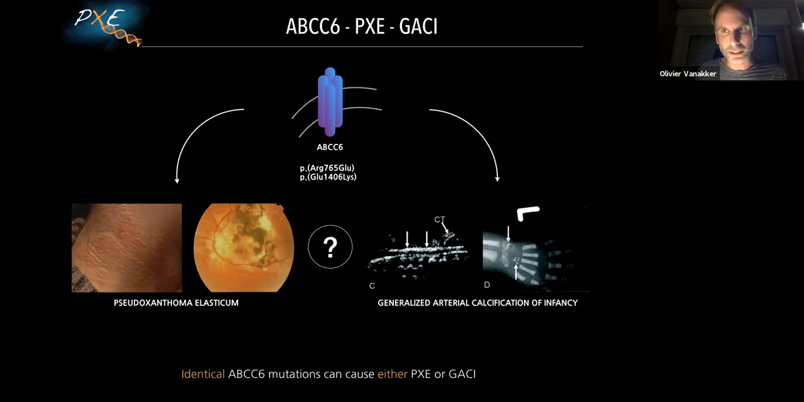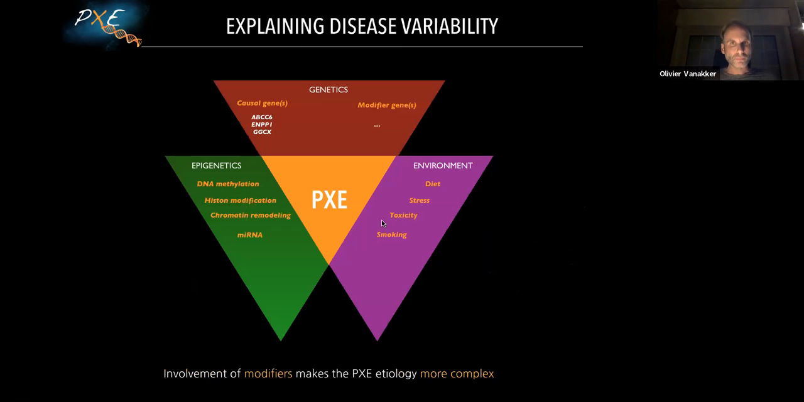And the question is, what is going on here? It's clearly not only those 2 mutations that decide which phenotype a patient gets. There are a lot of reasons to explain disease variability. Environment, obviously, if you smoke, if you have PXE and you smoke, that is a terrible combination. And you will get vascular disease for sure, and it will aggravate the vascular disease. So this is an environmental factor.